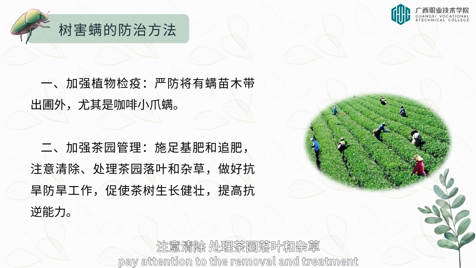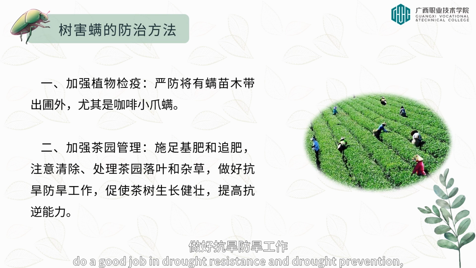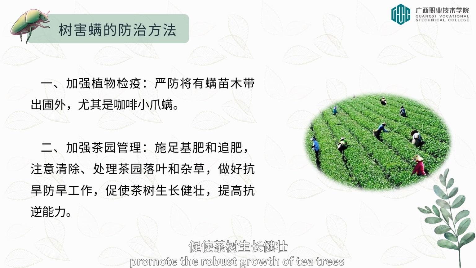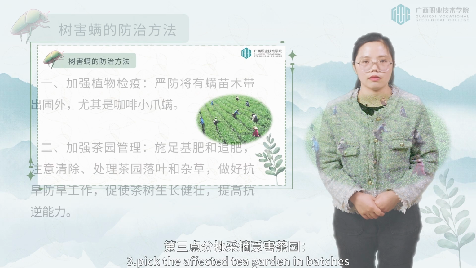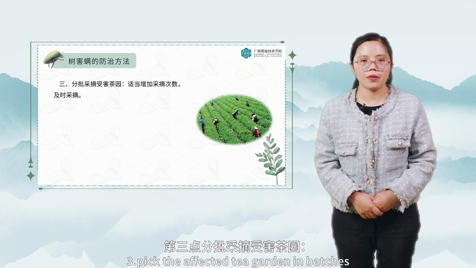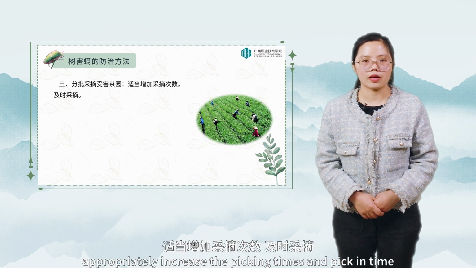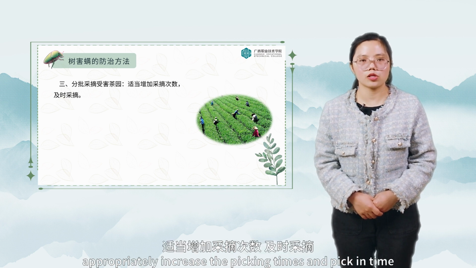Pay attention to the removal and treatment of fallen leaves and weeds. Do a good job in drought resistance and drought prevention. Promote the robust growth of tea trees and improve stress resistance ability. 3. Pick the affected tea garden in batches. Appropriately increase the picking times and pick in time.